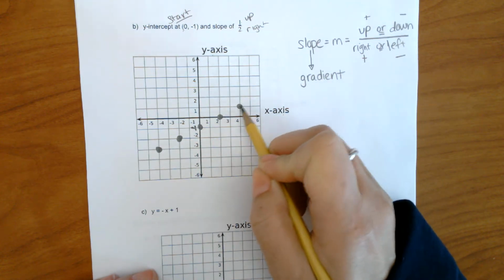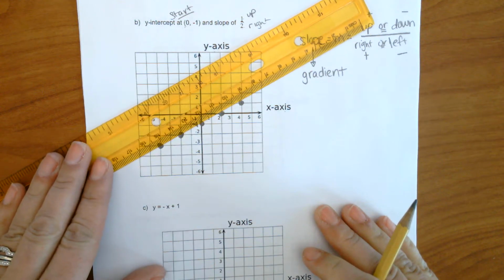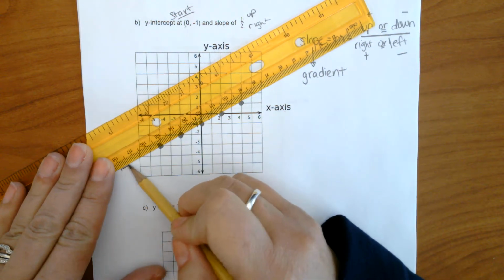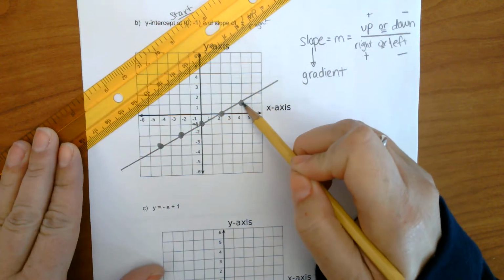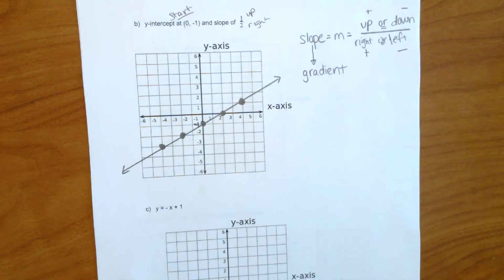Now we see we have points on the left side and points on the right side. We're going to take our ruler, make a line, and there you have it, our nicely drawn graph.